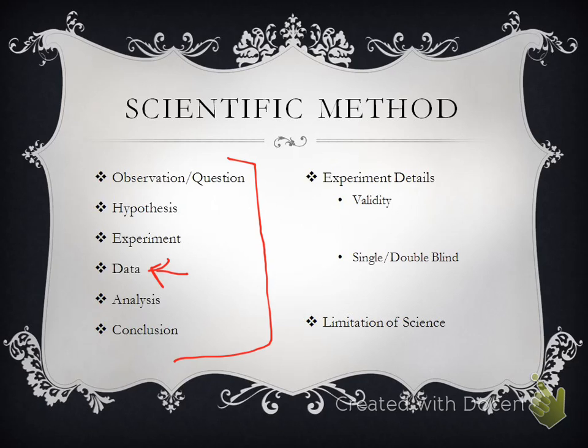Remember, on the experiment details, the experiment needs to be valid, and that means that it has to have a testable hypothesis, it needs to have a large test group, and then it also needs to have a valid conclusion as well as a very large test group.